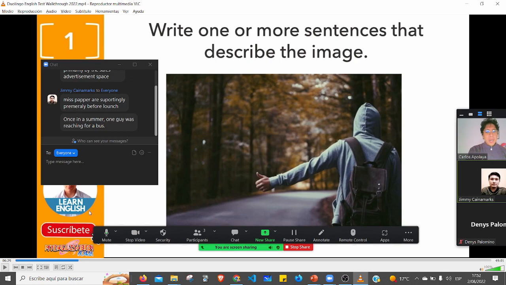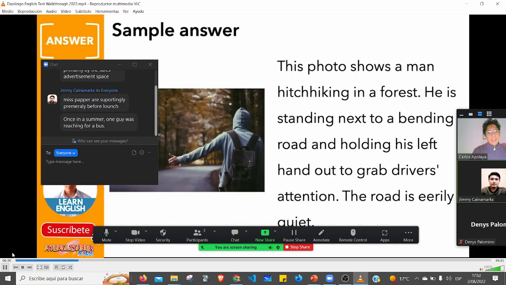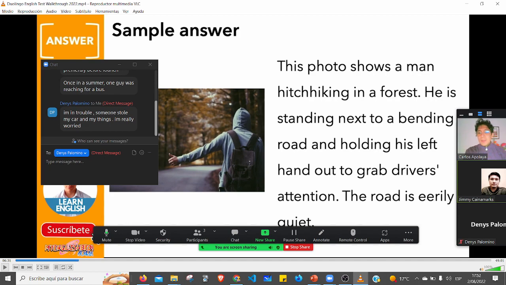Okay, I'm gonna show you a model. Les voy a enseñar un modelito aquí. Please, Jimmy, read. I'm in trouble, so I want to sell my car. That happened to you? No, Denise, say, I'm in trouble. I thought that someone stole your car. No, oh, okay. I have to describe that image. Yes, okay. Do you remember that we were practicing this kind of exercises with a simulation? Now you have to write it. Okay, got it.